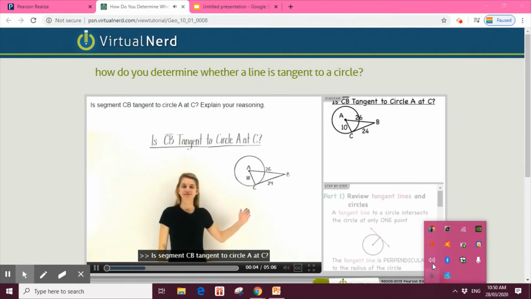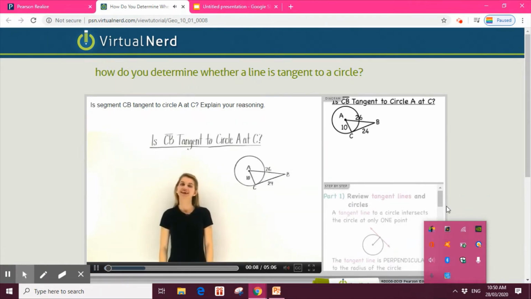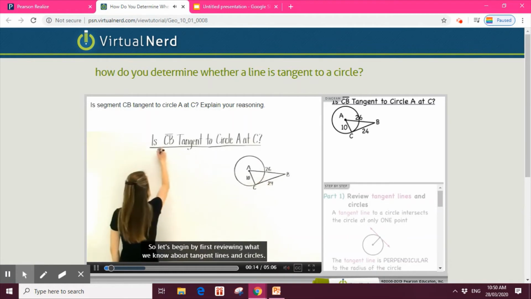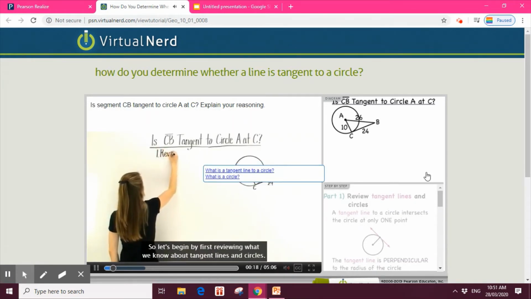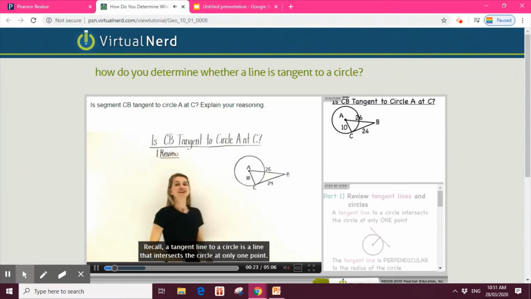Is segment CB tangent to circle A at C? Explain your reasoning. Here, we're trying to determine if a line segment is tangent to a circle. So let's begin by first reviewing what we know about tangent lines and circles. Recall, a tangent line to a circle is a line that intersects the circle at only one point.